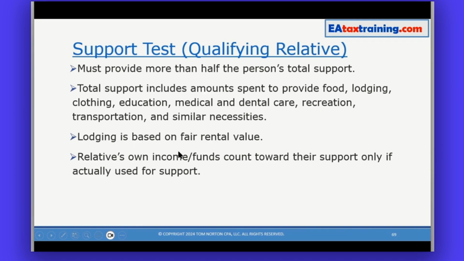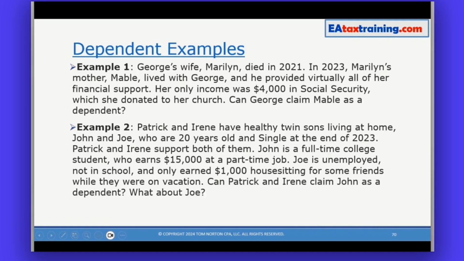The lodging is based on fair rental value. So, in other words, how much could they go out and rent a similar accommodation for in the area where you live? And the relative's own income and funds only count toward their support if they actually use it for that support. So they could have $1 million in the bank, but if they don't use it for their own support, it doesn't count towards their own support.